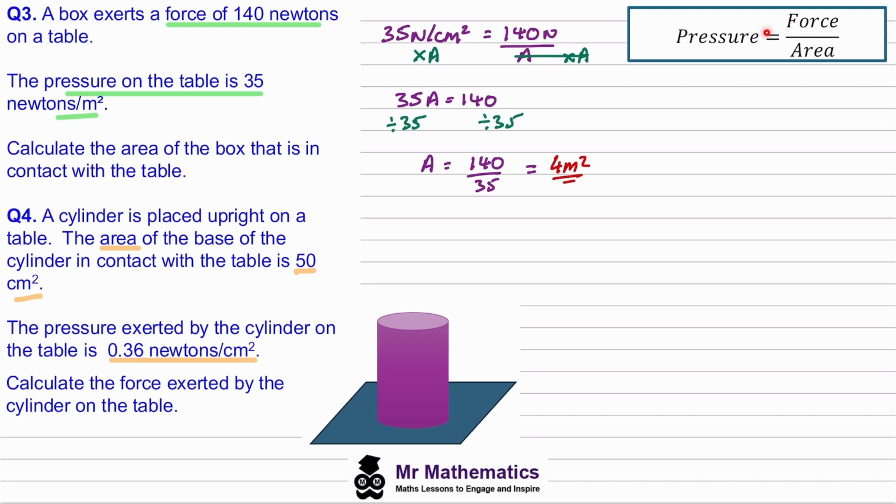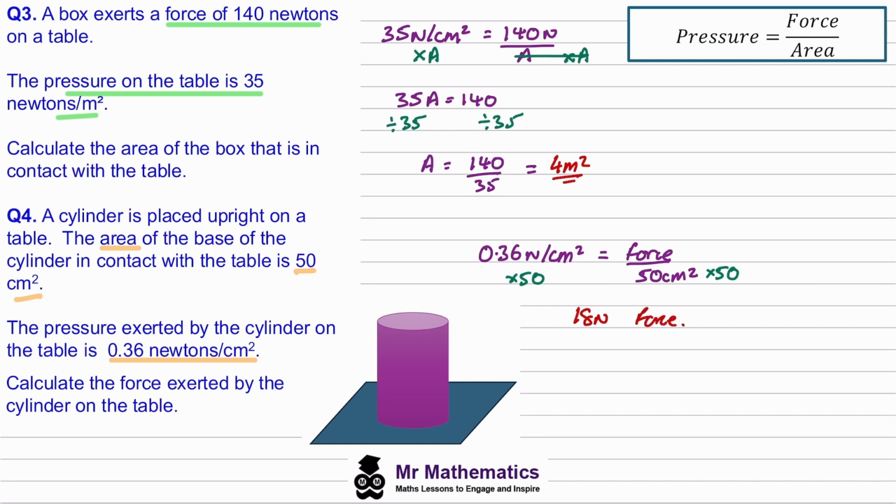So we'll substitute each of them into here. The pressure will equal the force, which we're trying to find, divided by the area of 50 centimeters squared. We'll multiply both sides by the 50, and these will cancel. And 0.36 times 50 will give us 18 newtons for the force.